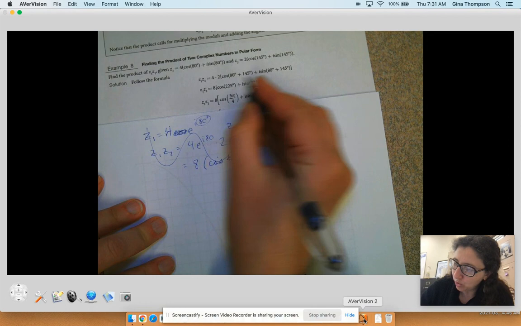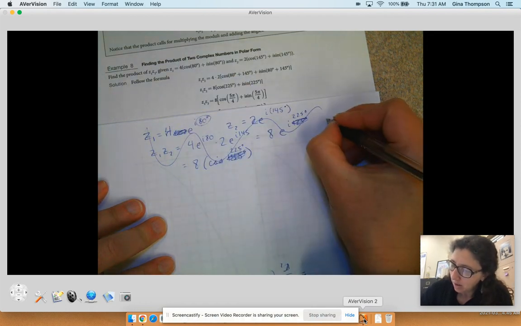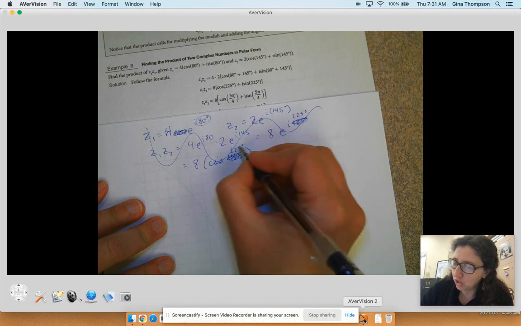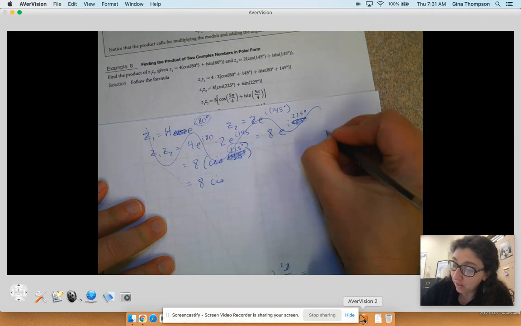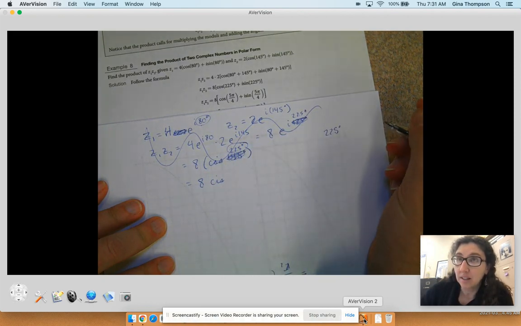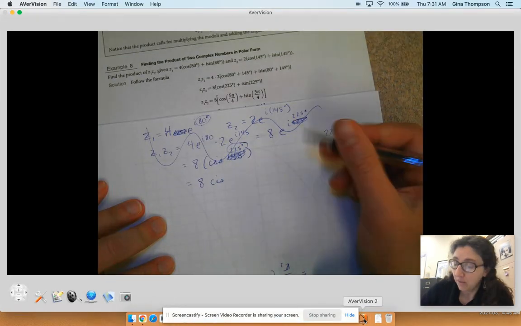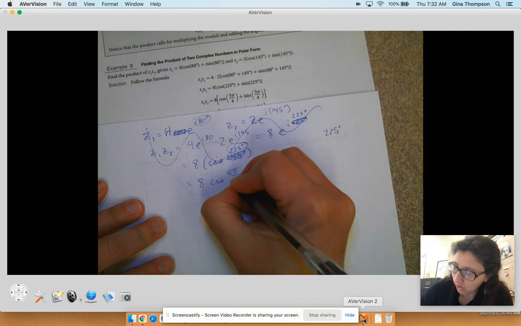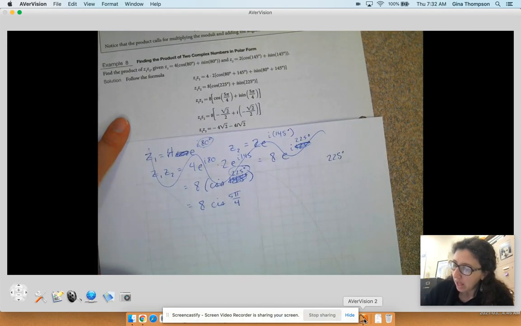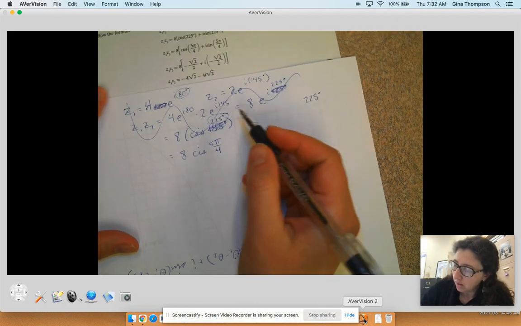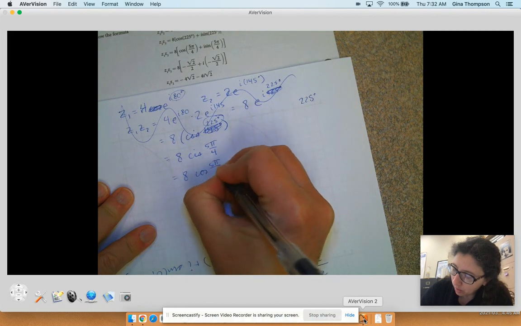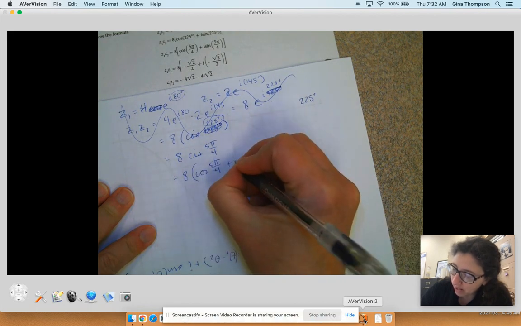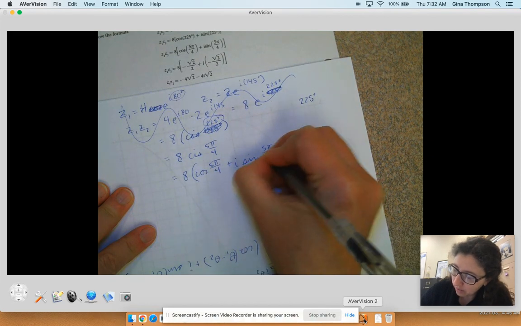So I'm going to rewrite this. So 80 degrees. Well, we could just transform it here. We could write this as 8 times cis of, so 225 degrees, let's think, is 180 plus 45. So that's going to be 5 pi fourths, which I guess is what they have there. And if we wanted to keep going, this will be cosine of 5 pi fourths plus i sine of 5 pi fourths.